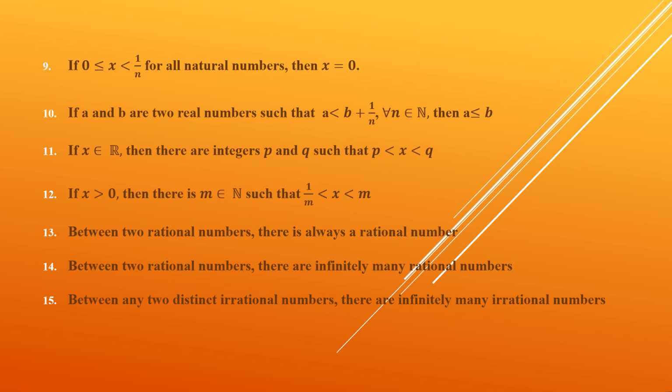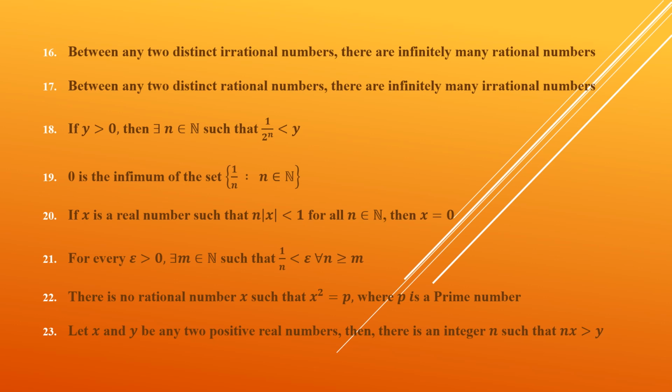Between every two rational numbers, there is always a rational number. Between every two rational numbers, there are infinitely many rational numbers. Between any two distinct irrational numbers, there are infinitely many irrational numbers. Property number 16. Between any two distinct irrational numbers, there are infinitely many rational numbers. Between any two distinct rational numbers, there are infinitely many irrational numbers.